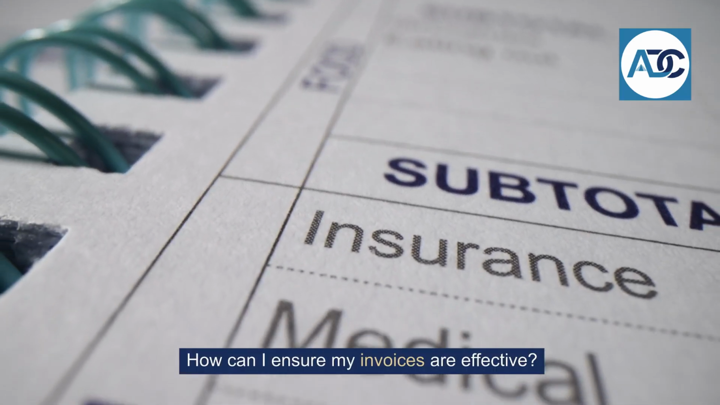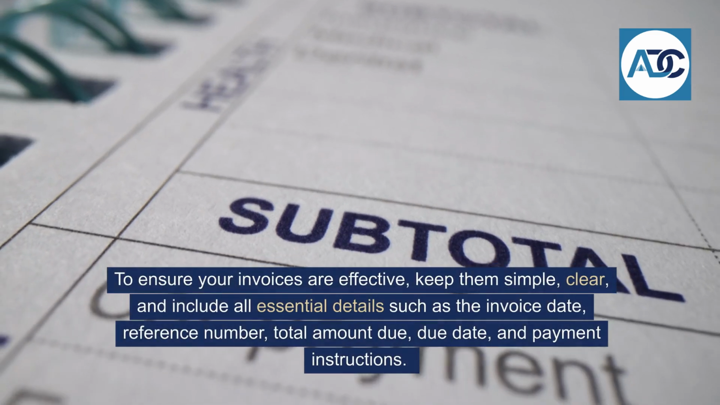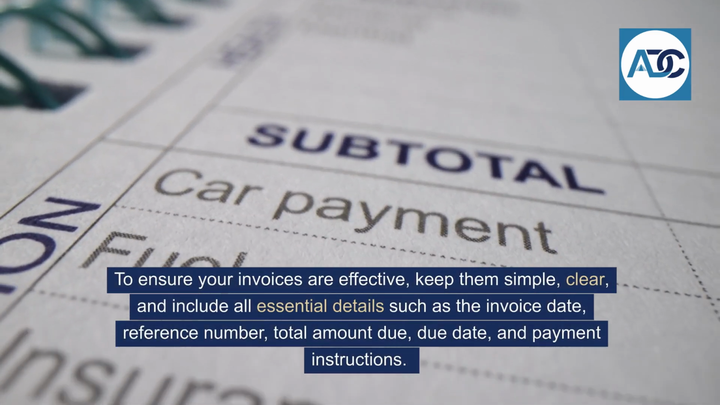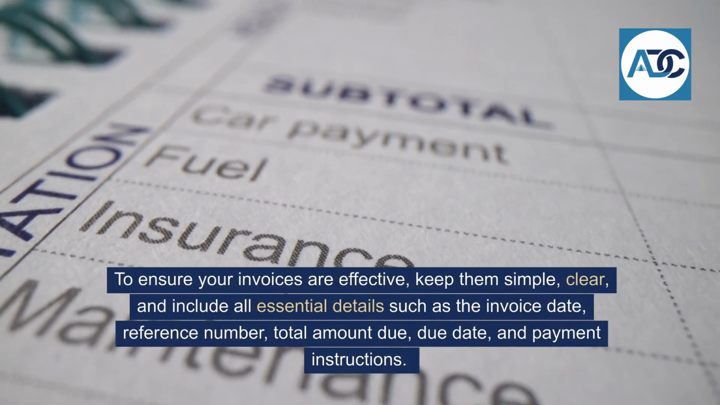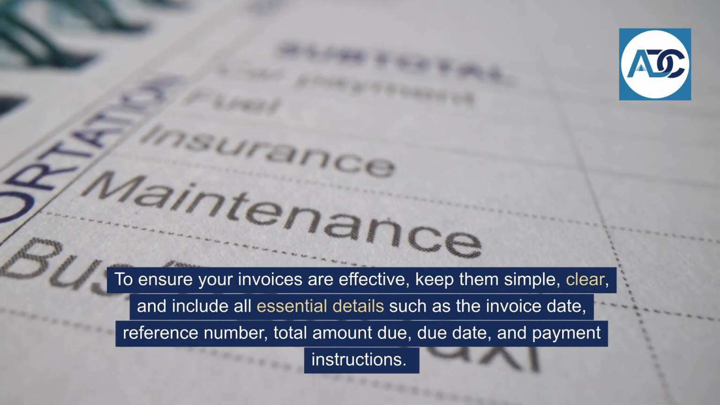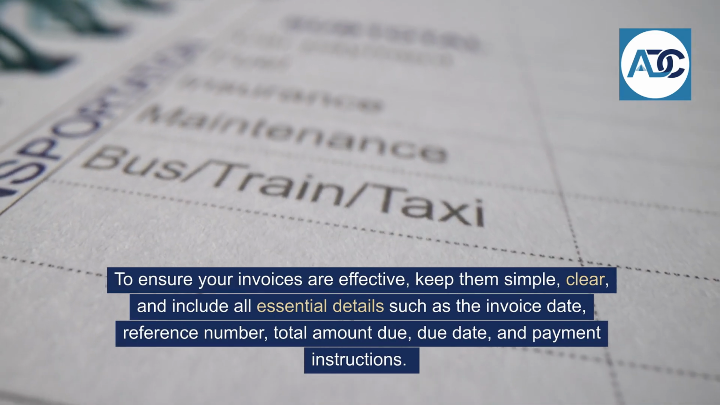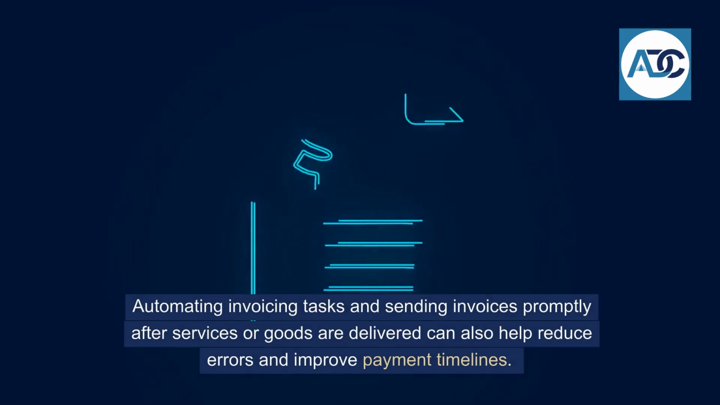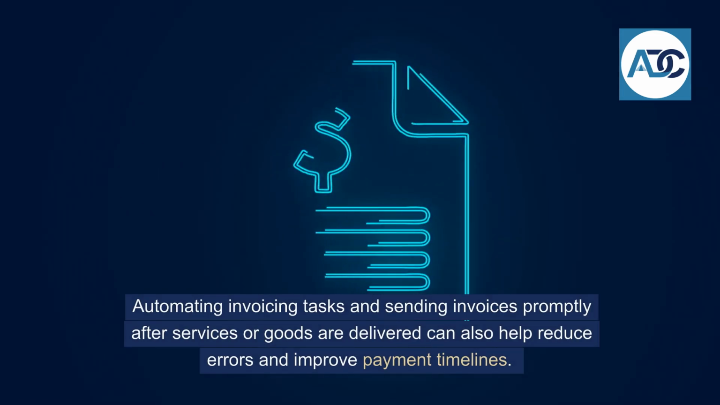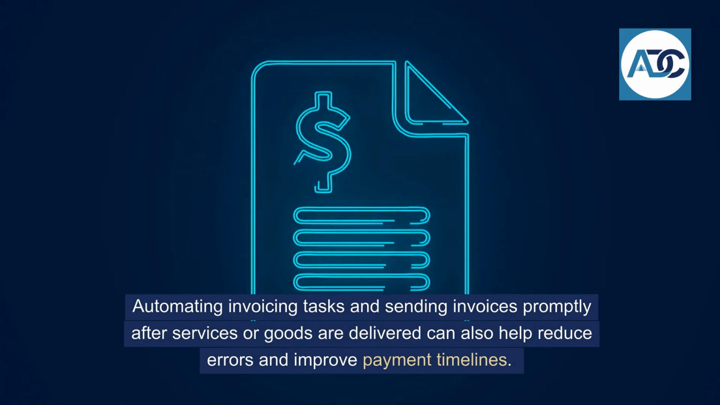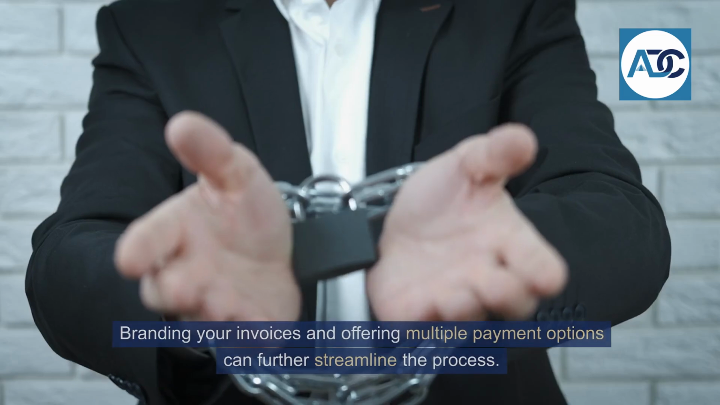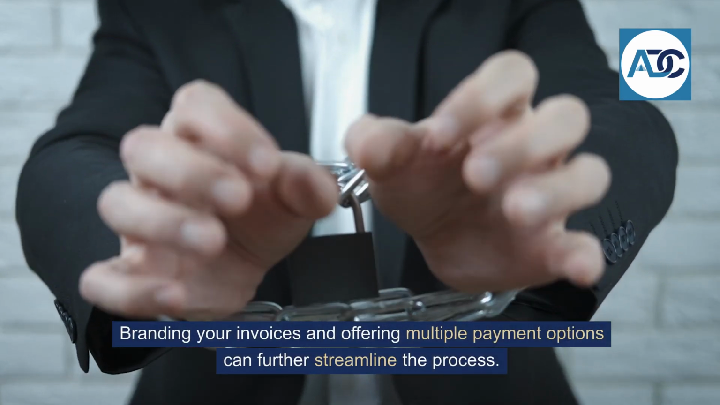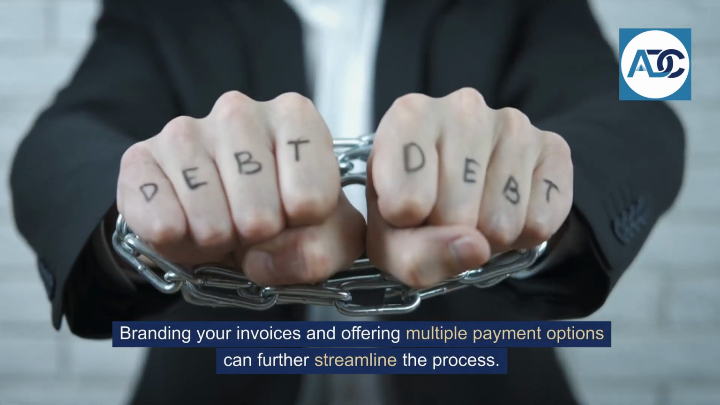How can I ensure my invoices are effective? To ensure your invoices are effective, keep them simple, clear, and include all essential details such as the invoice date, reference number, total amount due, due date, and payment instructions. Automating invoicing tasks and sending invoices promptly after services or goods are delivered can also help reduce errors and improve payment timelines. Branding your invoices and offering multiple payment options can further streamline the process.